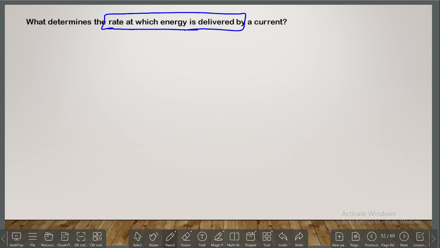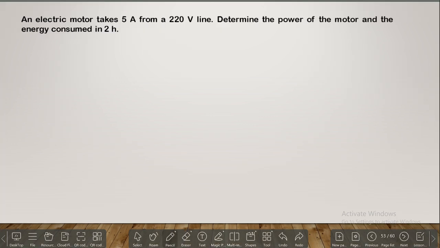Next, what determines the rate at which the energy is delivered? The rate at which the energy is delivered is nothing but called power. So what is the answer? The answer is power. Reason: we all know power is defined as the rate of energy consumed. That means the rate at which energy is delivered is nothing but power.